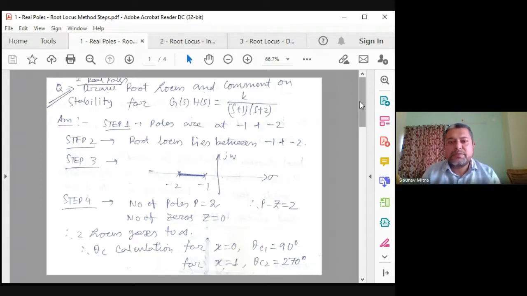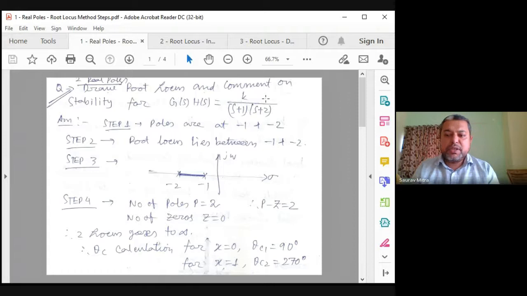The first step is to find what the poles and zeros are. We find there are two poles, at -1 and -2. So P is equal to 2, that is, the number of poles is 2, and the number of zeros is 0. That means in the numerator there is nothing, only K is there. In the numerator there is no s term.